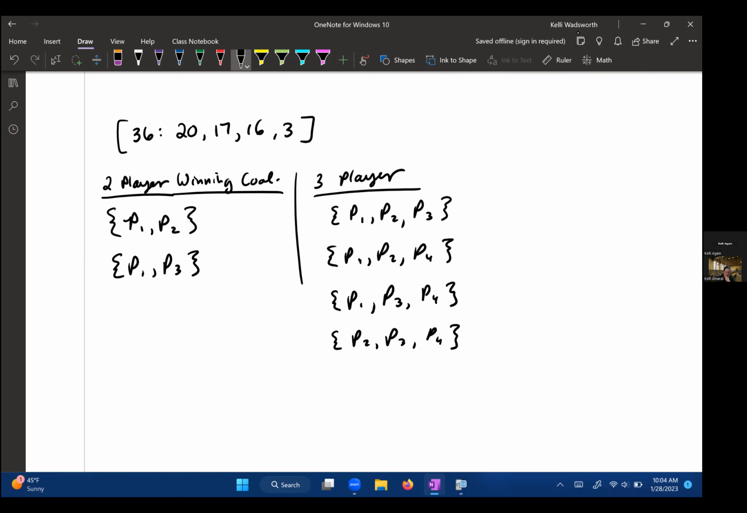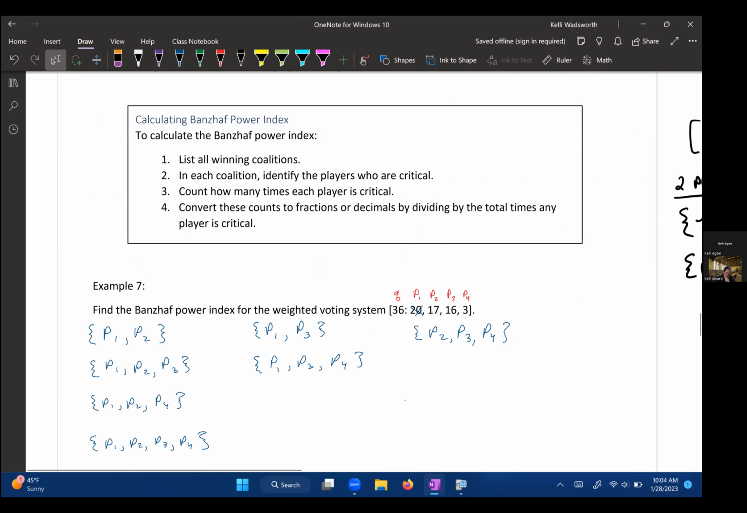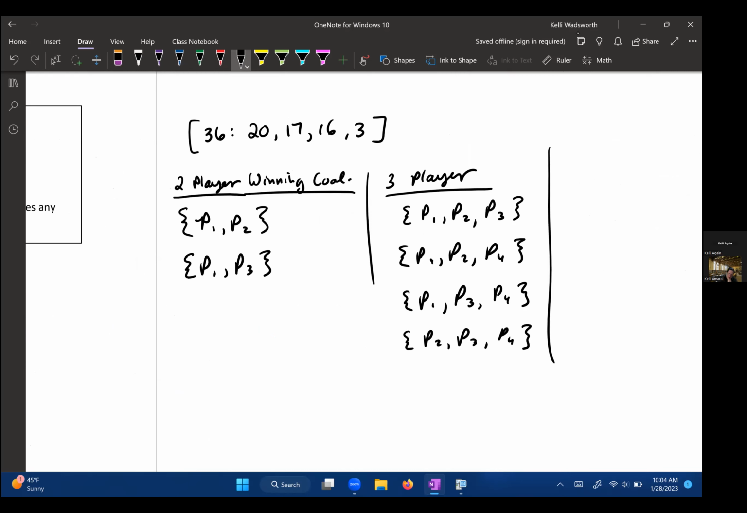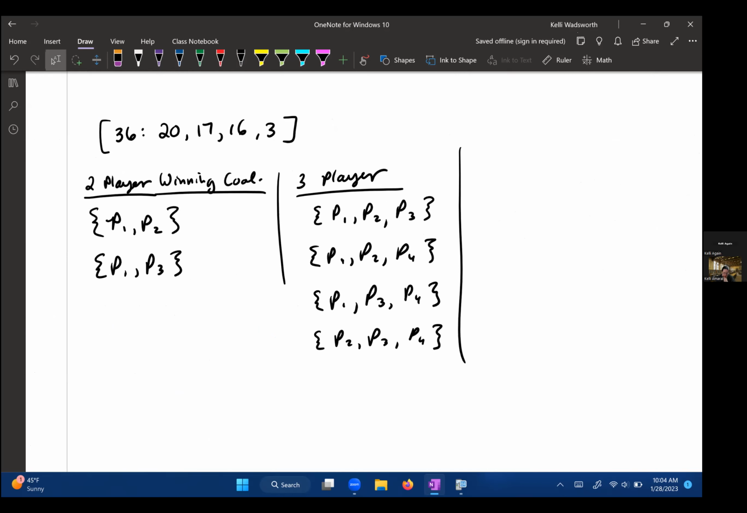So there are 4 of them. Let's see, do we have 4 3-player ones over here that we had listed? 1, 2, 3, 4. Indeed. Okay, so that's good. Now, what about 4-player coalitions? Well, there's only 4 players, so the 4-player coalition is everybody, which would definitely be a winning coalition. So that's player 1, player 2, player 3, player 4.